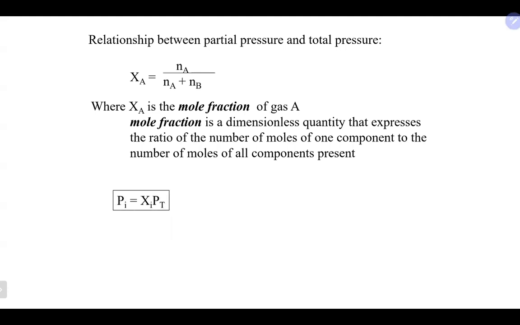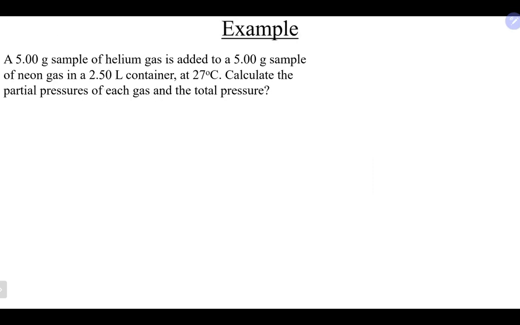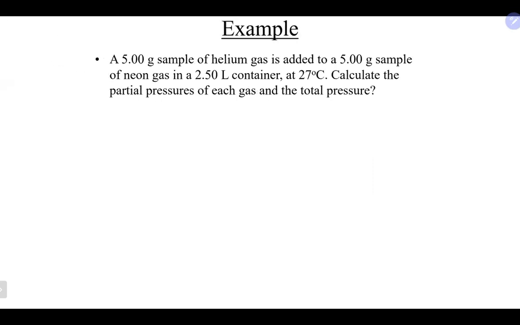Let's try one here, which is 5 grams of helium gas added to 5 grams of neon in a 2.5 liter container. The temperature is 27 degrees Celsius. Calculate the partial pressures of each gas and the total pressure. The molar mass of helium is 4.003, and neon is 20.18.